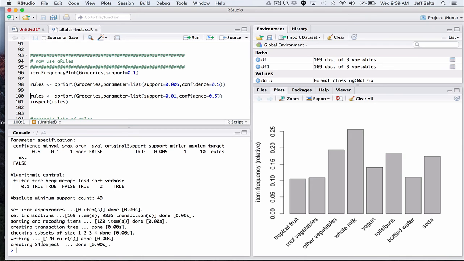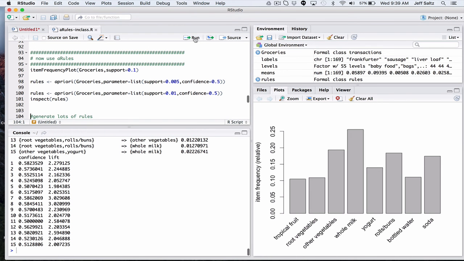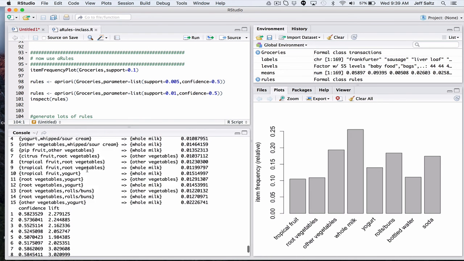Again, it's generating S4 objects. We have that @ on it, but we can see 120 rules were generated. And we can then rerun it, increasing the support. And we went from 120 rules down to 15 rules. So 15 is a reasonable enough number. We can actually inspect those rules.